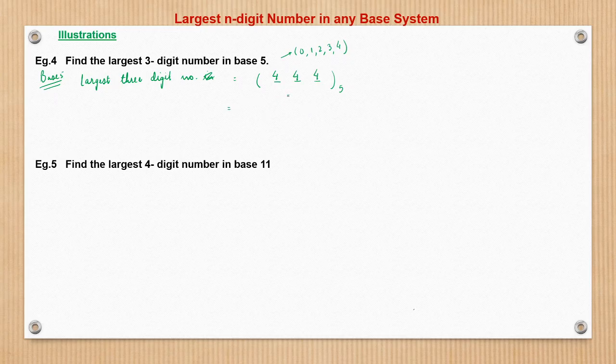Now we will expand this. To convert to base 10, if the answer has to be expressed in base 10, we can write this as 4 into 5 square plus 4 into 5 plus 4. This becomes 100 plus 20 plus 4, which is 124 in base 10, right? This is in base 10.